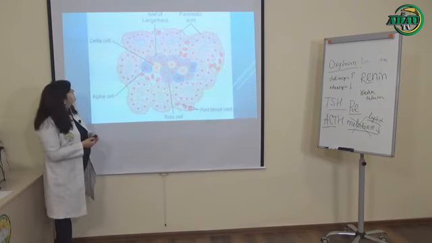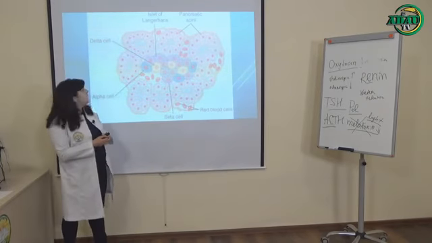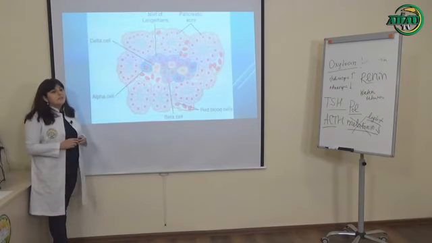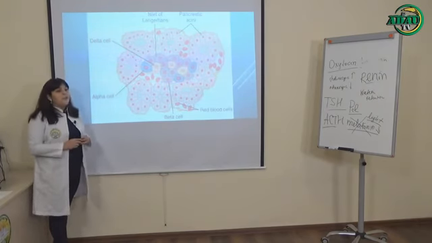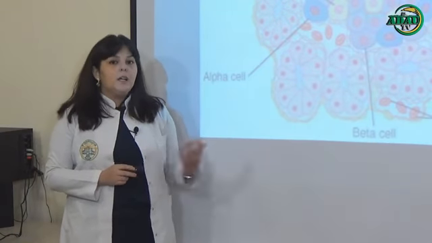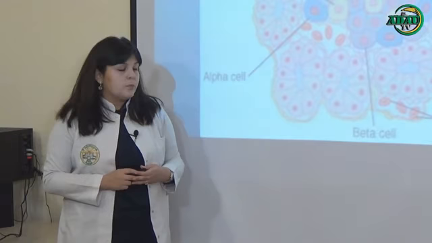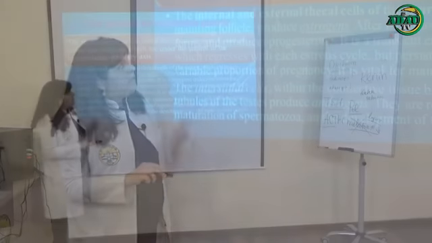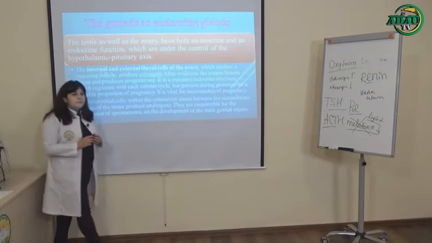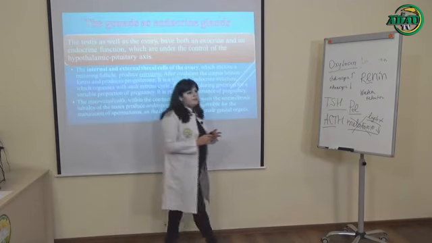So here you can see the different cells of the pancreas. Here you can see the delta cells, beta, alpha cells, and beta cells are responsible for the production of insulin, while the alpha cells are responsible for the production of glucagon. Before going to another slide, I'd like to give a little explanation about two diseases.